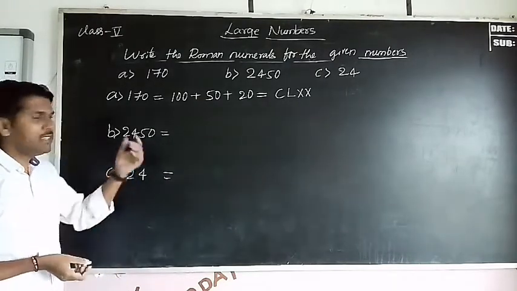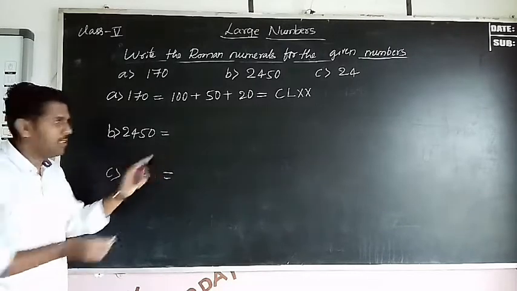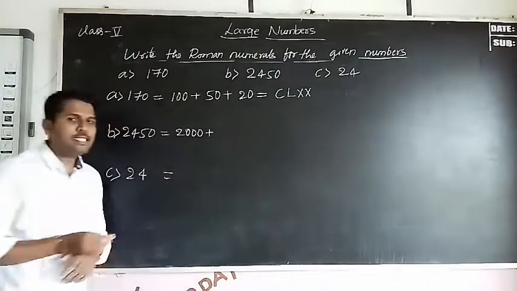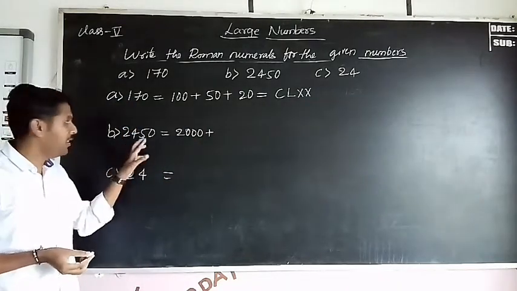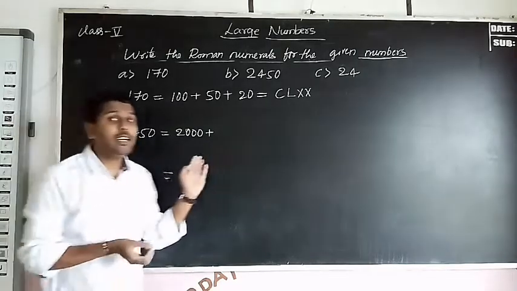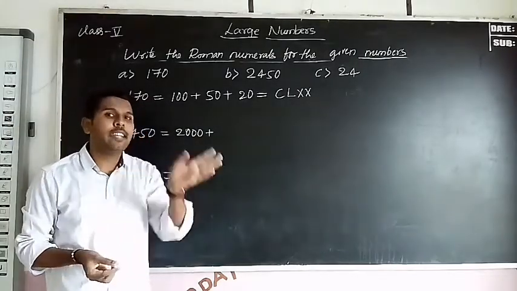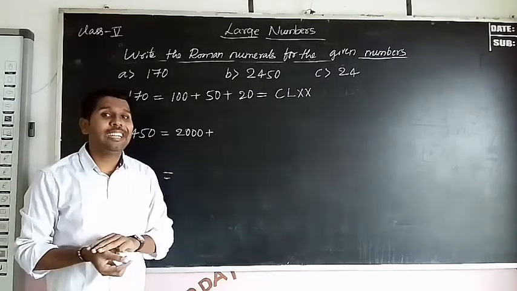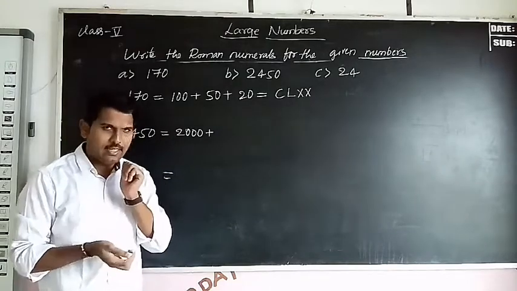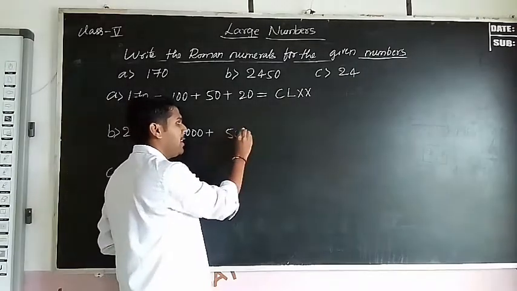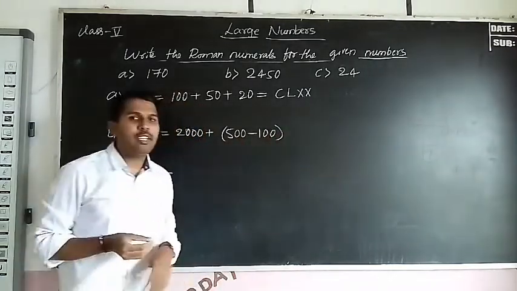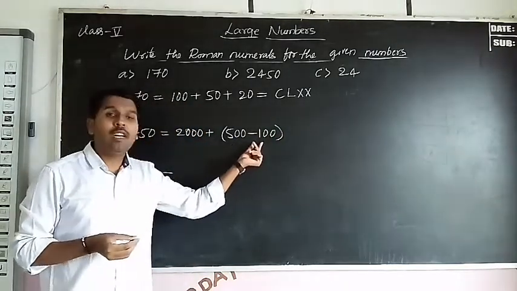So next, 2450. How to write this one first? 2000. So write down 2000. Next 400, then the 50. How can you write 400? You can't take C 4 times. You can only take it 3 times. So D value is 500. 500 minus 100. That is 400.